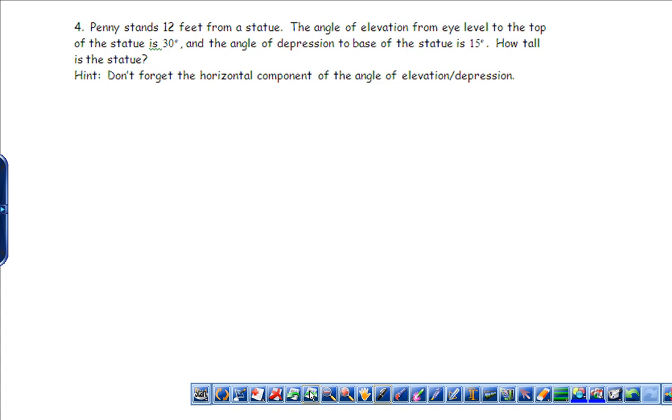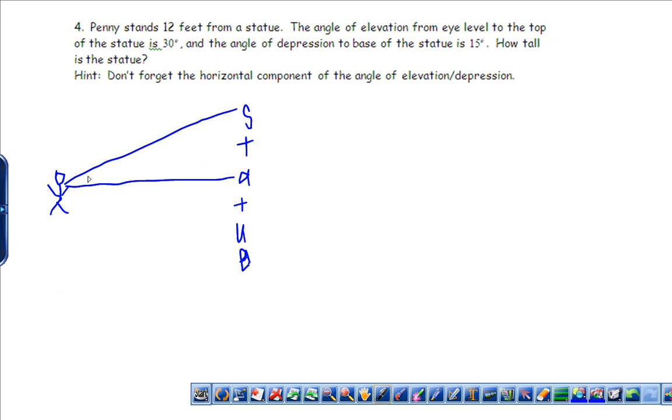All right, number 4 says, Penny stands 12 feet from a statue. The angle of elevation from eye level to the top of the statue is 30 degrees. Okay, let's see what we can do here. Here is my statue. I'm going to make it very obvious. Here is Penny. It says the angle of elevation from eye level to the top is 30. Remember, you always go out and then you look up, and that's elevation. That's 30 degrees.